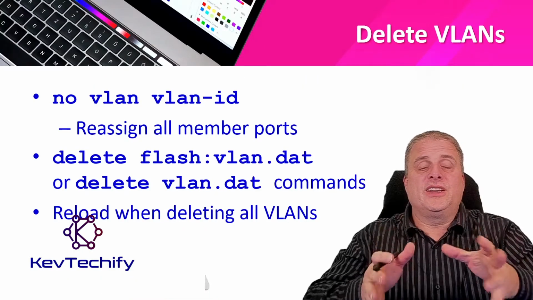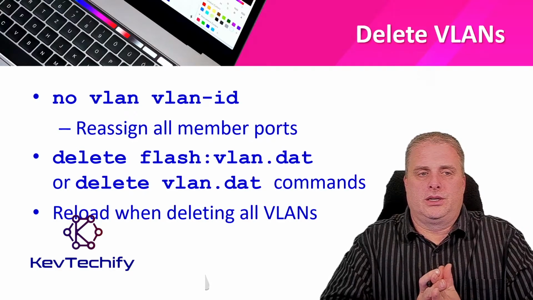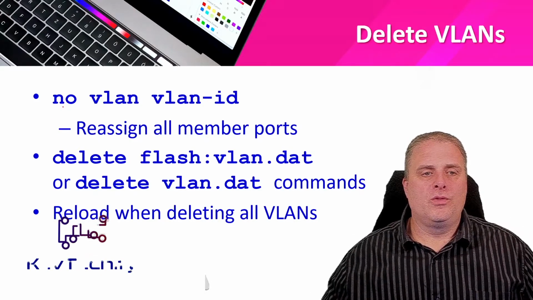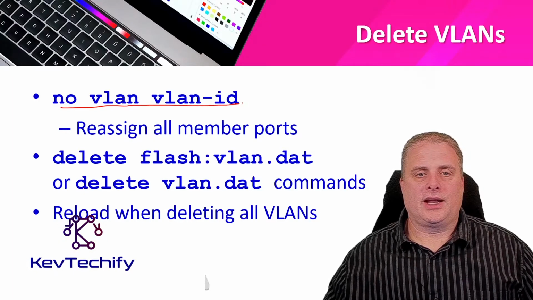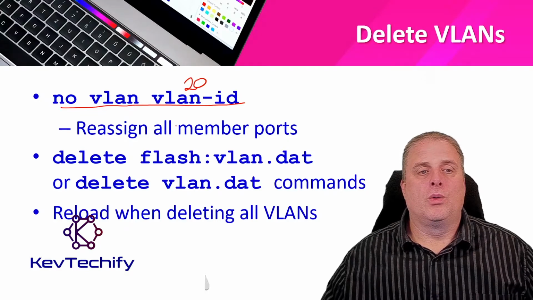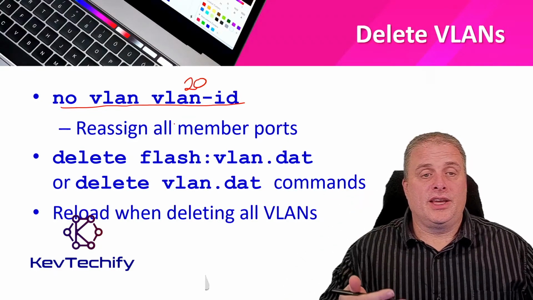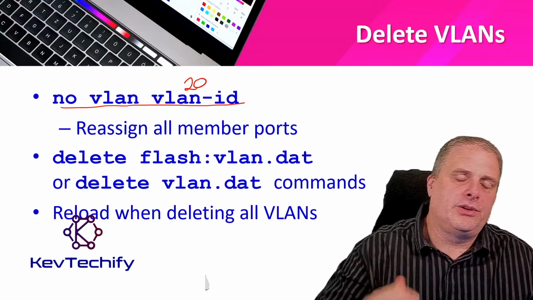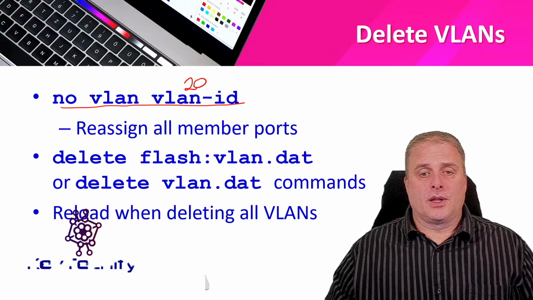To delete the VLANs on your switch, you can put in no vlan and the VLAN ID. You can put like no vlan 20. What that's going to do is delete VLAN 20, and it's going to assign all those ports that were in there into the native VLAN.